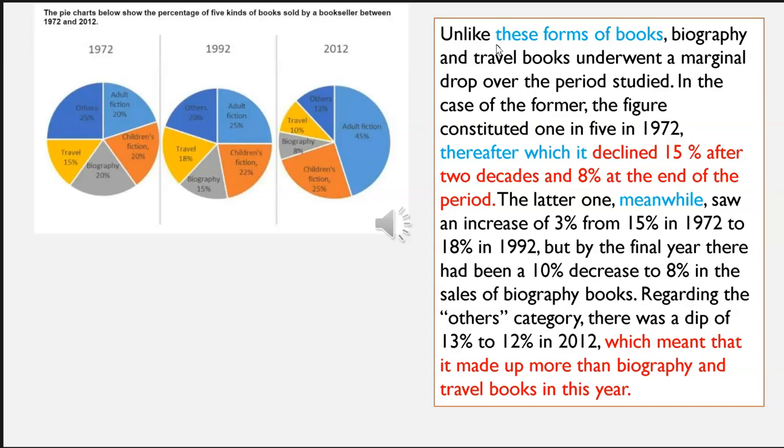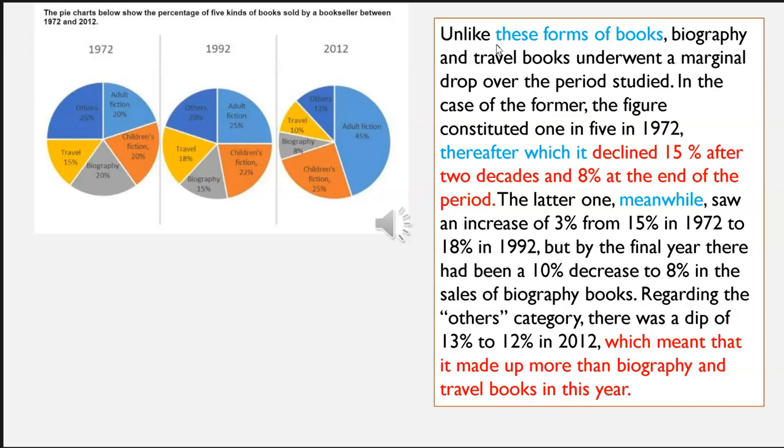At no point do we really understand that this is a percentage of the total books sold. The latter one, which, oh, you mean travel books. Meanwhile, so this is completely unneeded and unnecessary detail.